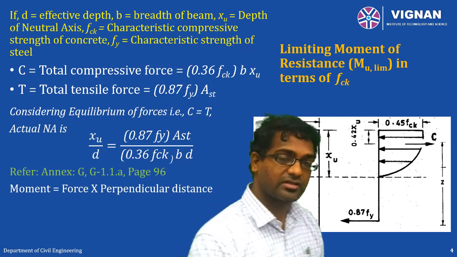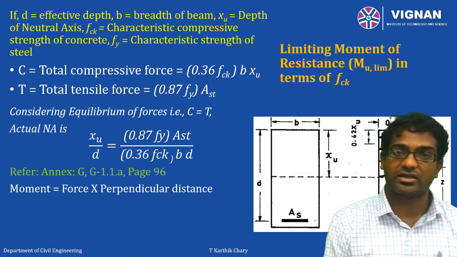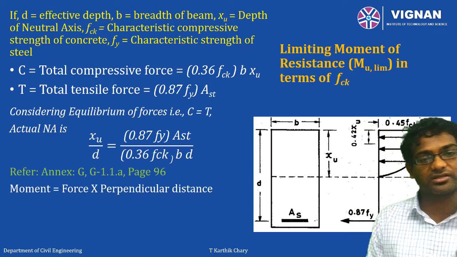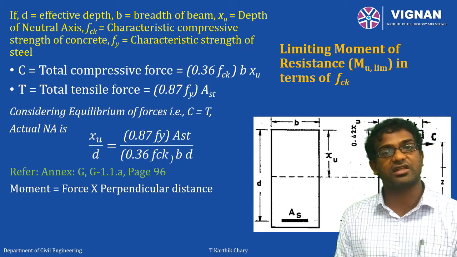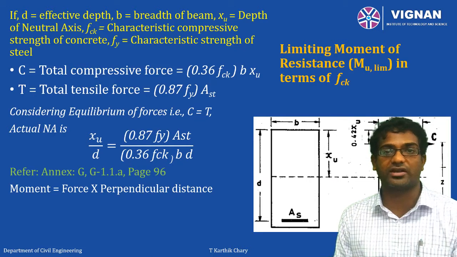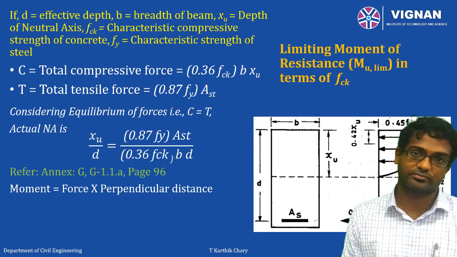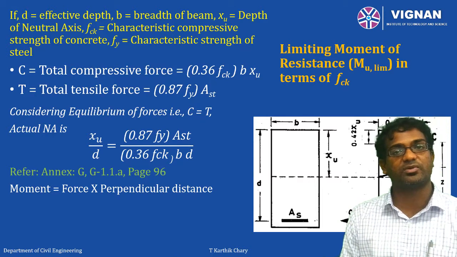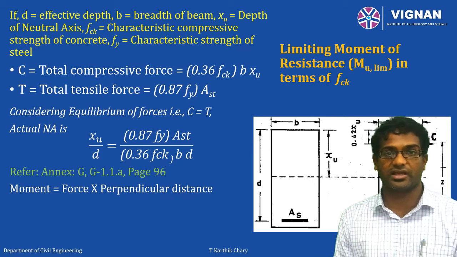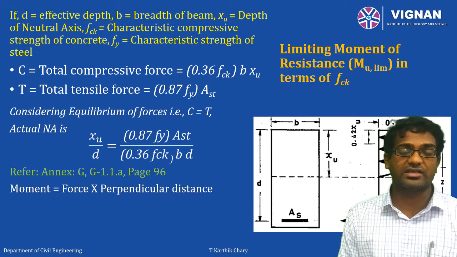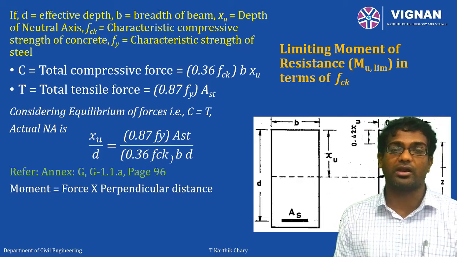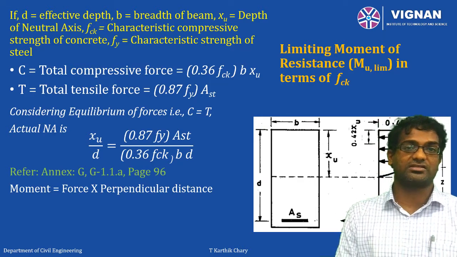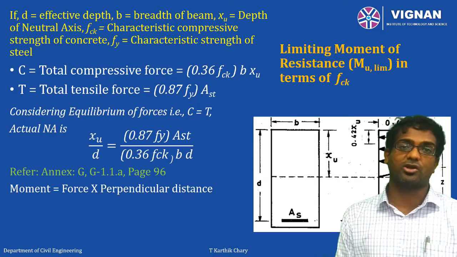Now we have in the diagram two forces, a compressive force C and a tensile force T, which are at a distance of Z, which we call the lever arm. There are two couples acting, so the distance between these two couples is Z. So the moment is given by either of these forces and the distance between them. So you can calculate the moment of resistance by either of these forces.